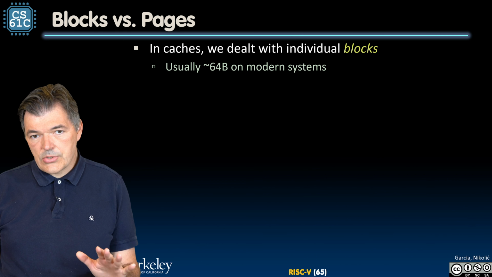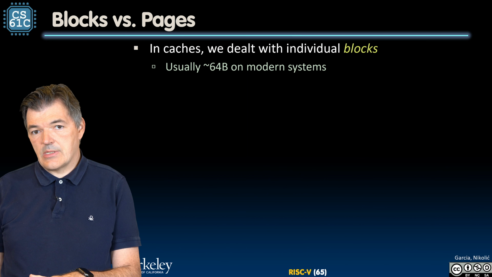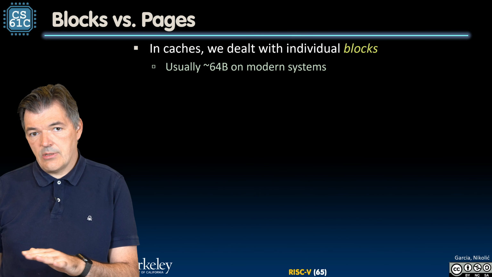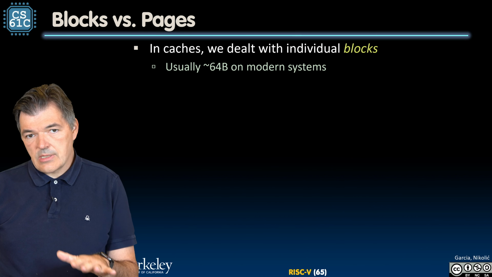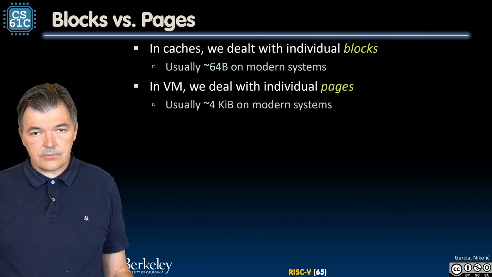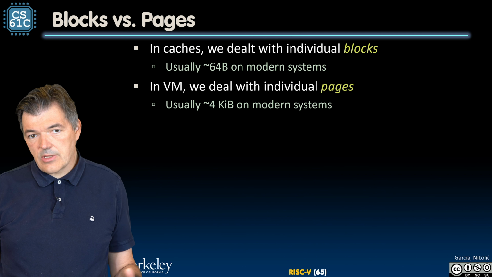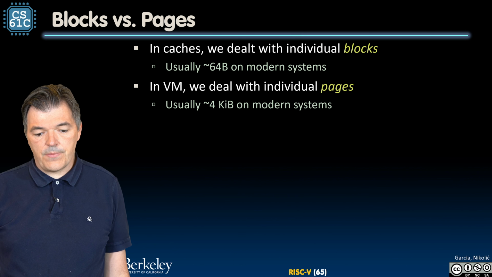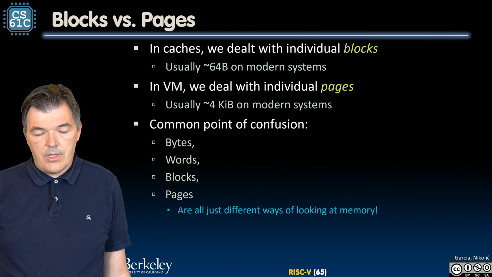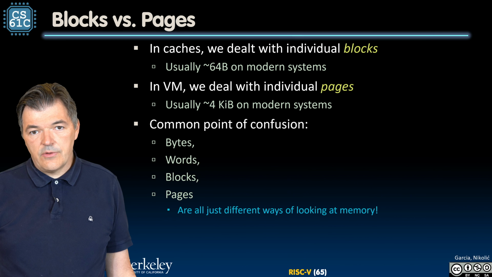The thing also to make sure here is don't confuse this block with the size of a block that sometimes is referred to in storage, in SSDs and disks. Cache blocks are 64 bytes in our case. In virtual memory, we generally deal with pages, and pages in our case are 4 KB. In most other modern systems, they're also 4 KB. So don't confuse bytes, words, blocks, and pages. They're just different ways of measuring the amount of data that we have in the memory.